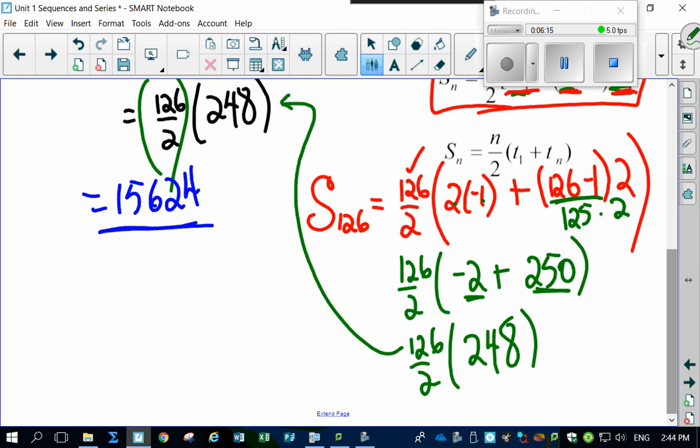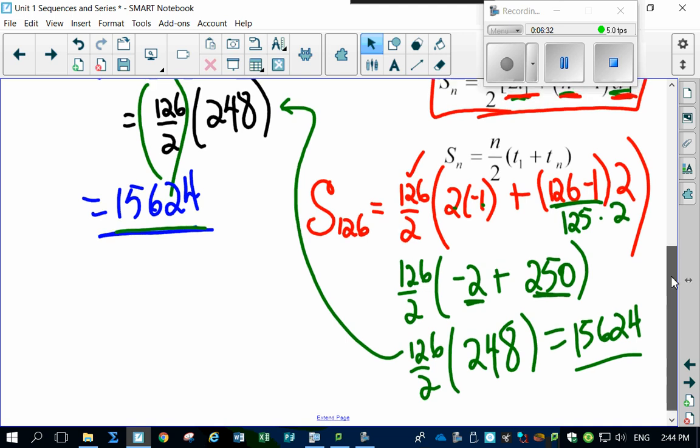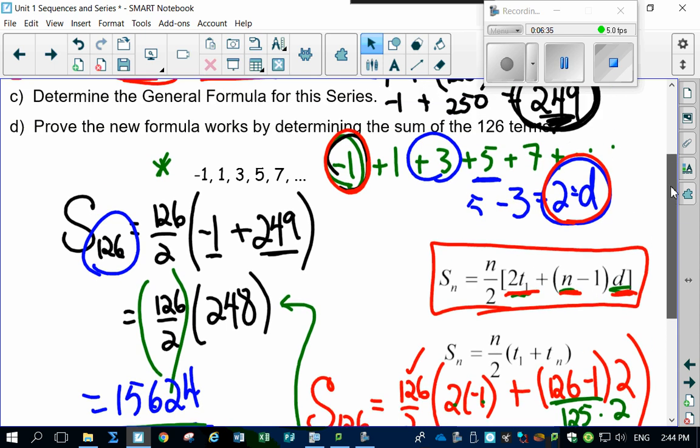They match. Guess what? You're going to get 15,624 all over again. Both of them work out to be exactly the same numbers. And of course they should. Think about it. There are two formulas to give you exactly the same thing. All right. We're doing great so far. Now, let's keep on going here.